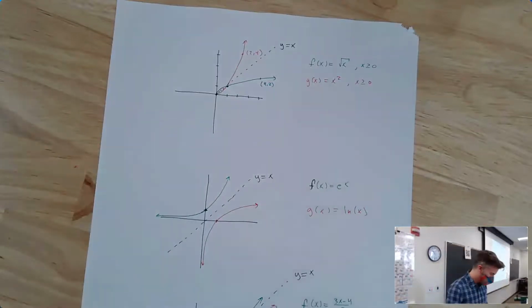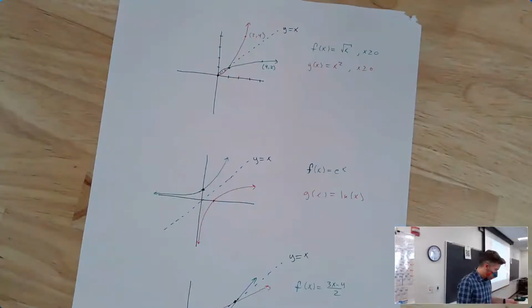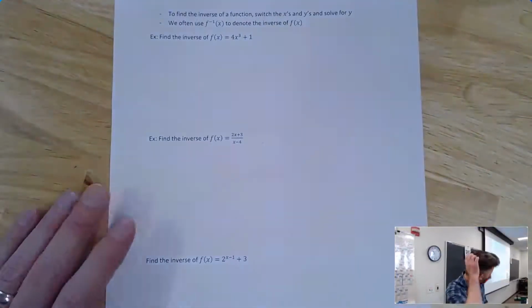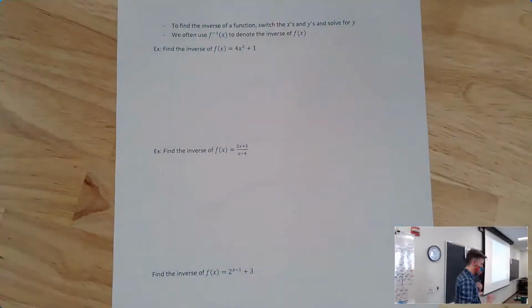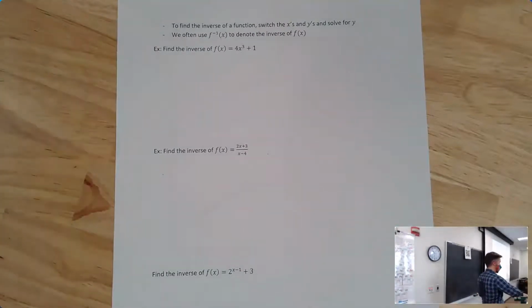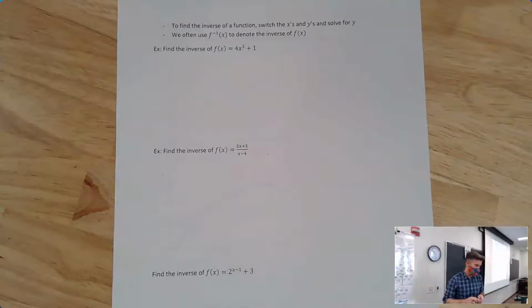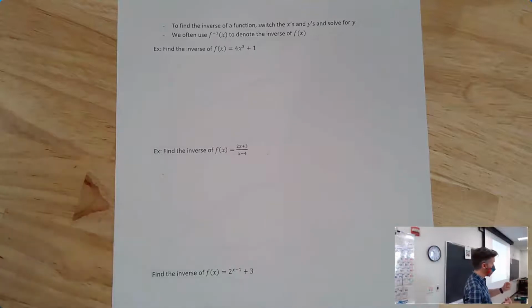All right. Maybe more interestingly, one thing that we do want to be able to do is, given a function, find its inverse. And there's a process. It's kind of like a 4-step process, but there's really only one step that's actually hard, and the rest of the steps are really, really easy.